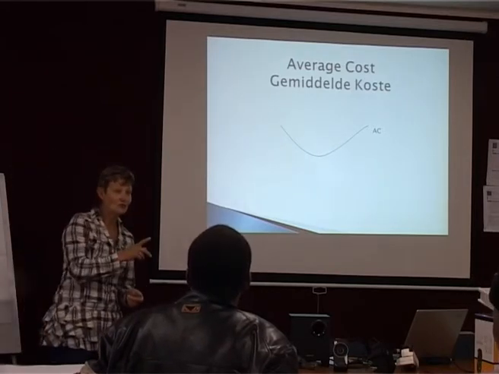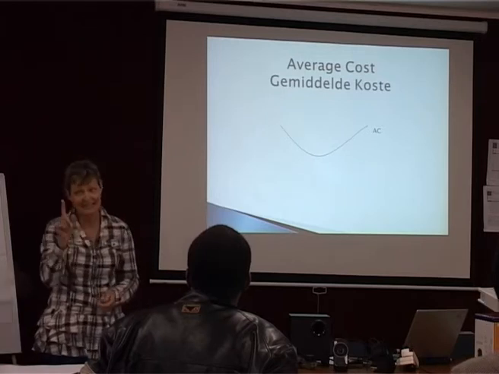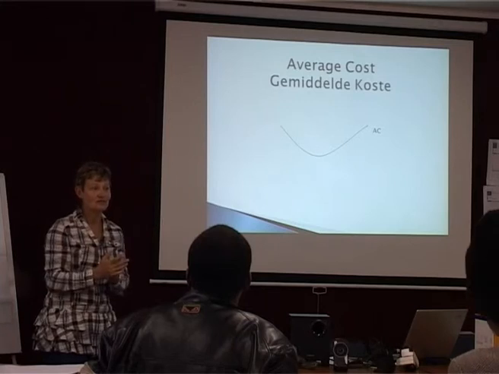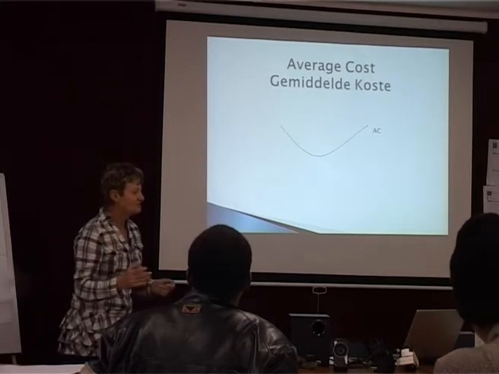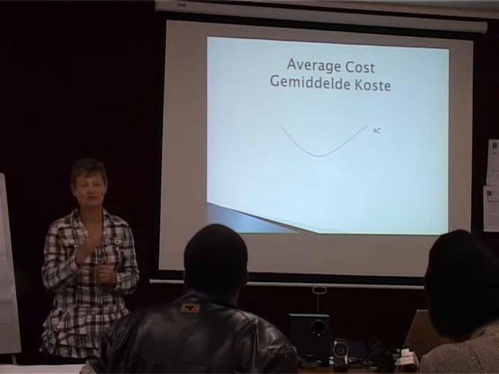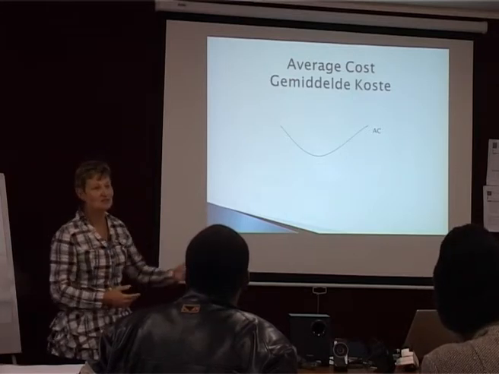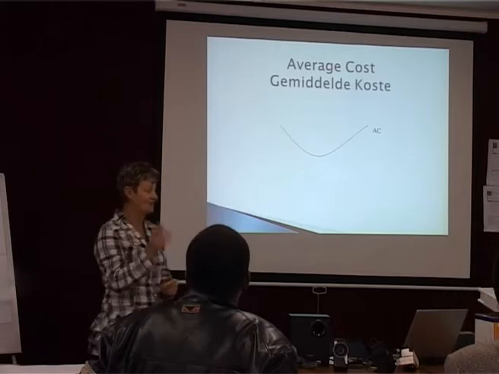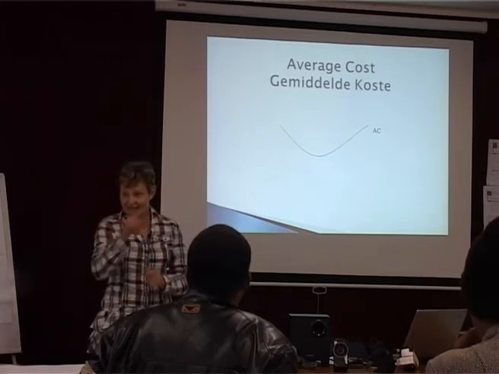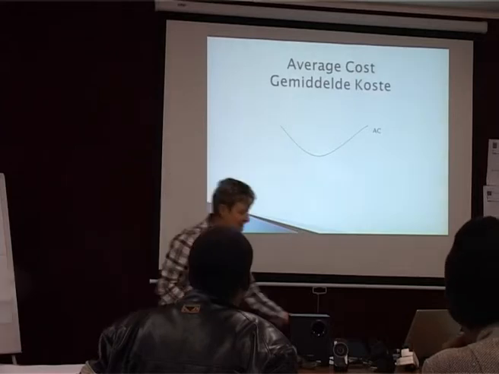Dis die gemiddelde koste. Die glimlach, die G, is die gemiddelde koste, so that they don't mix up the two. For the English people, I just say, think of somebody whose name starts with a G that makes you smile. Then you will also remember the G is with an A, sorry, the average cost. That tells you that this is the one that looks like the smiley face.